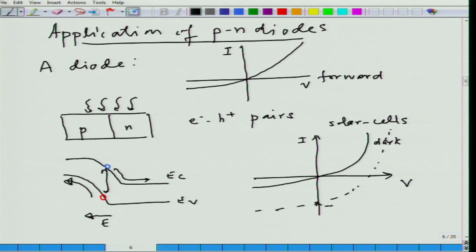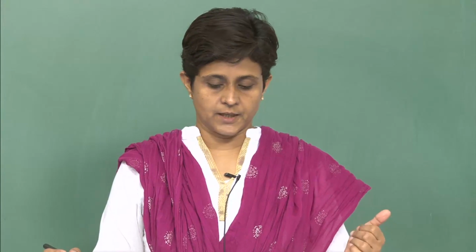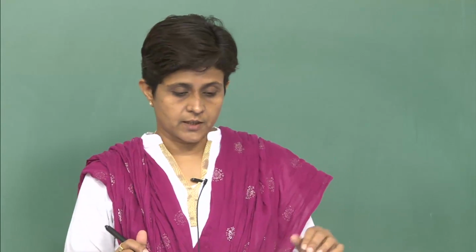You are going to get a short circuit current and an open circuit voltage from such a device, and in this third quadrant, if you are operating your device, it will be working as a solar cell, and you will be generating power from whatever light is shining on your p-n diode. So, this is a very useful application and very pertinent to today's time when we are looking for solar energy.